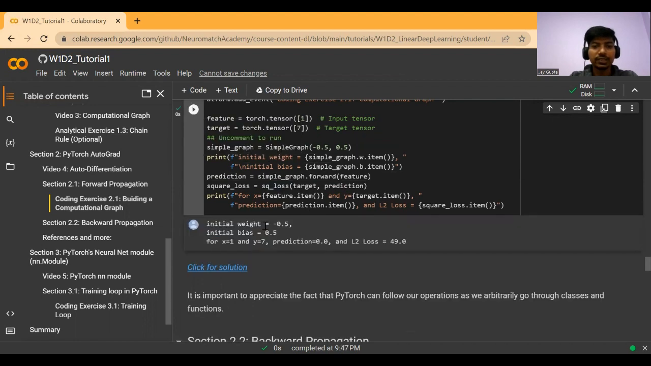You can see our initial weight was minus 0.5, bias was 0.5, input was x equals 1, and output was 7. It gives the prediction as 0.0, which is totally wrong, and the loss is 49. So it's very high. You can see the reason behind the wrong prediction is that the loss is very high.